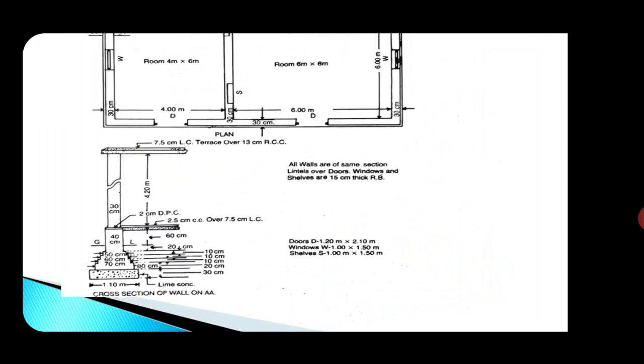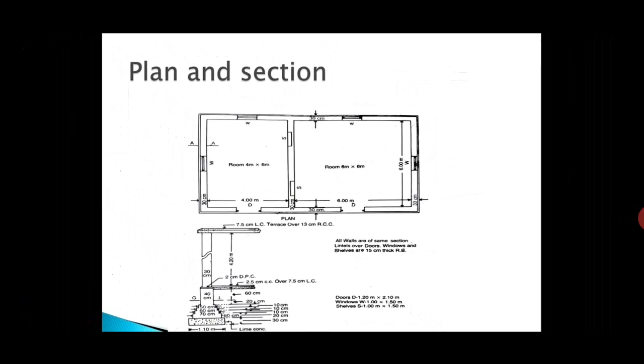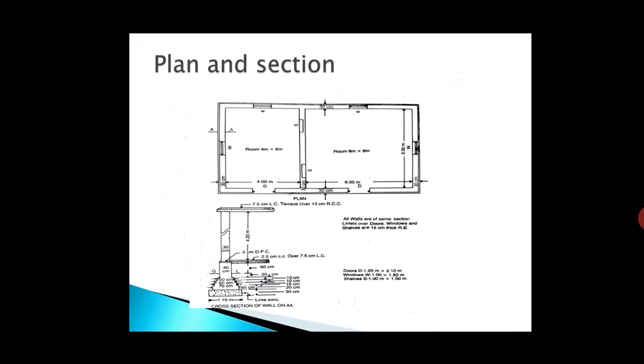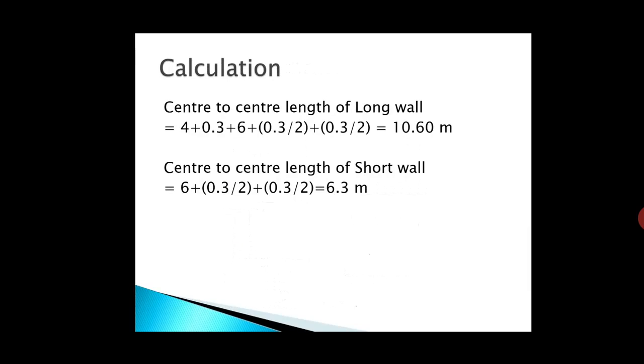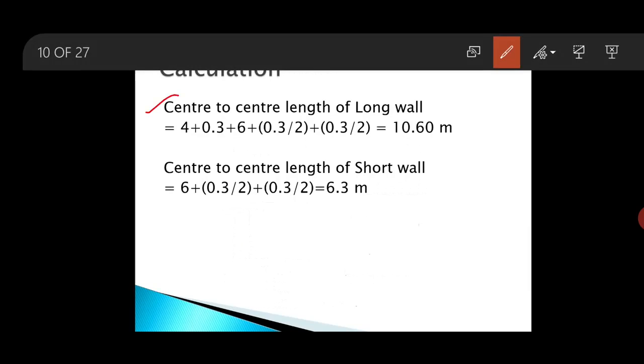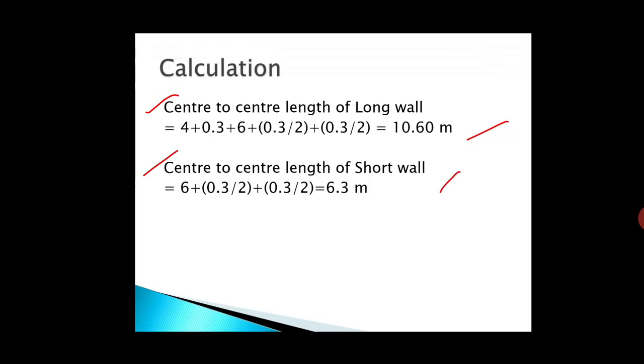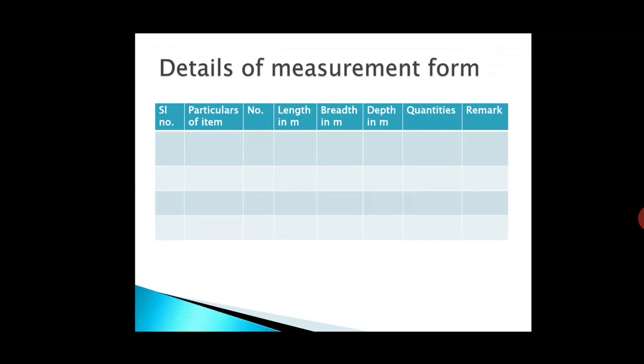So this is the plan and section, okay, given for the 2-room building. Then here you have to write down the calculation part. That means the center to center length of long wall and calculation of center to center length of short wall. Okay. And this one is the details of measurement form. So this format you have to prepare in the Excel sheet. Okay. Now we will move to the Excel sheet in order to put the dimensions, and I will show you how you will get the total quantity of different items of work.